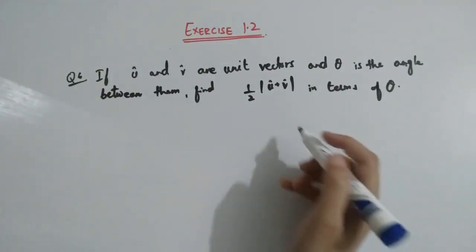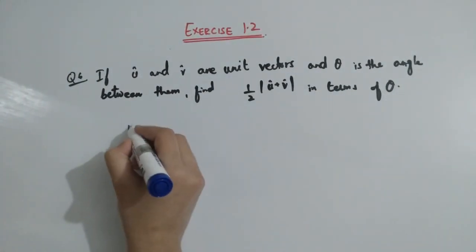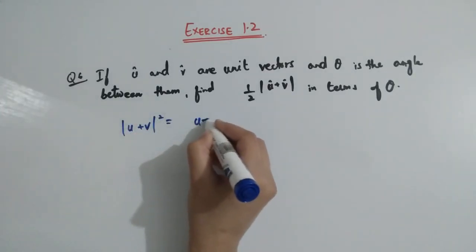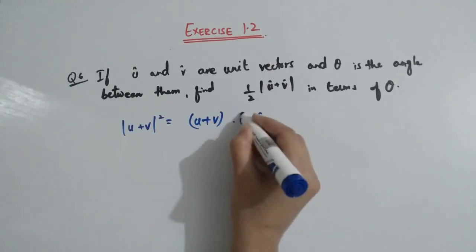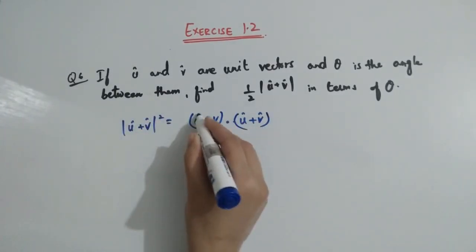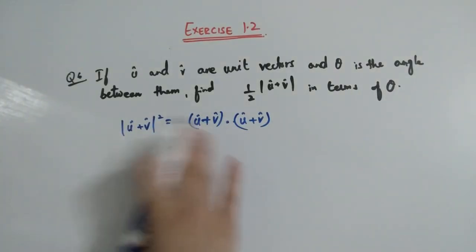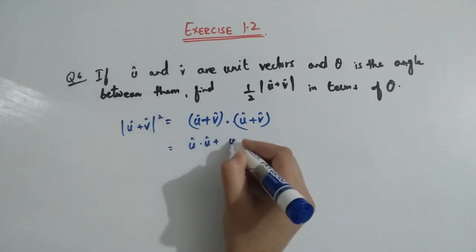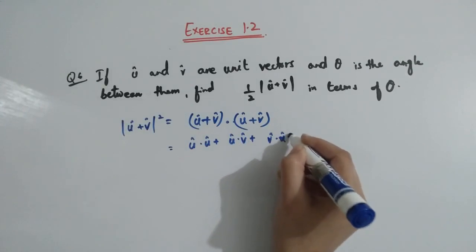Question number 6 says, if u and v are unit vectors and theta is the angle between them, then you have to find this expression in terms of theta. You can write |u + v|² equal to (u + v) · (u + v). These u and v are unit vectors, so their magnitude will be 1. This property is also used in the previous question. Now you can write u dot u plus u dot v plus v dot u plus v dot v.